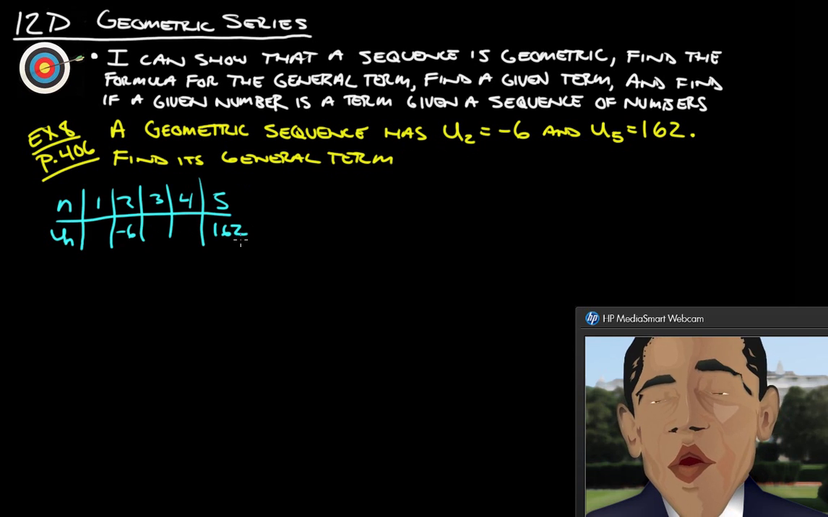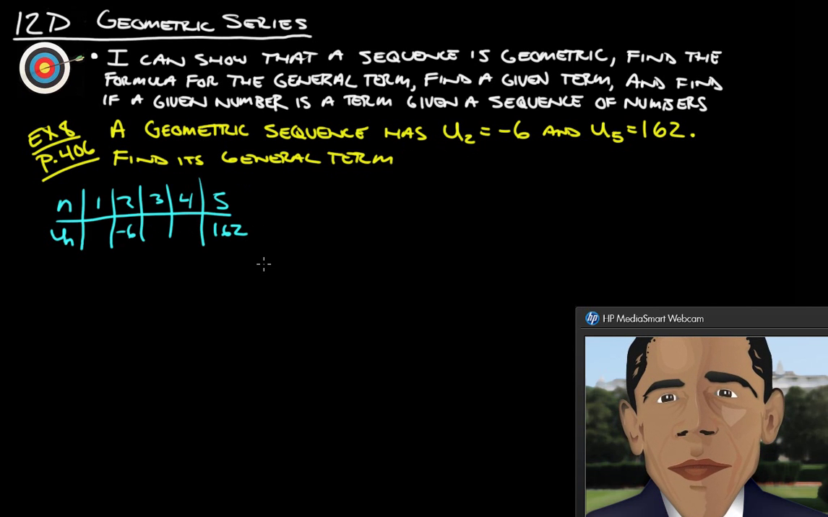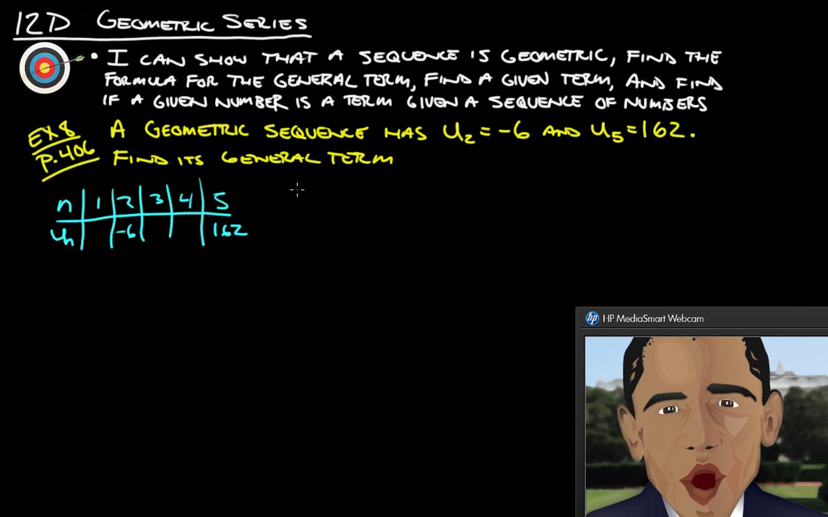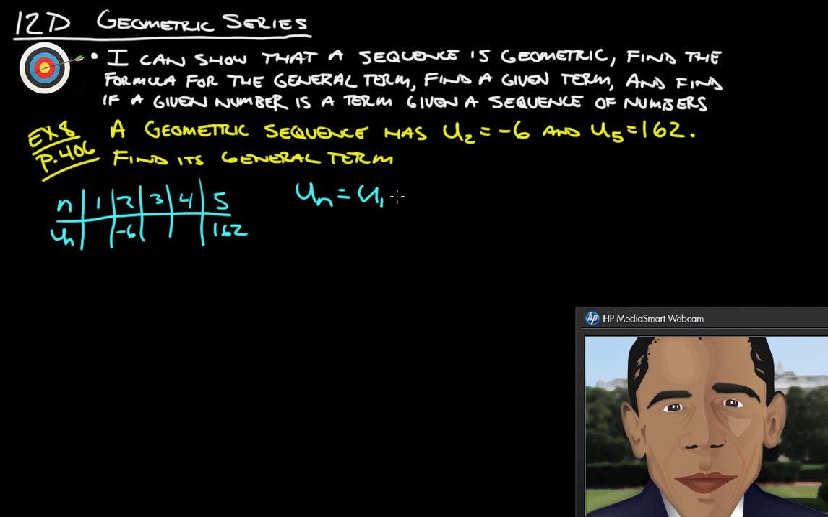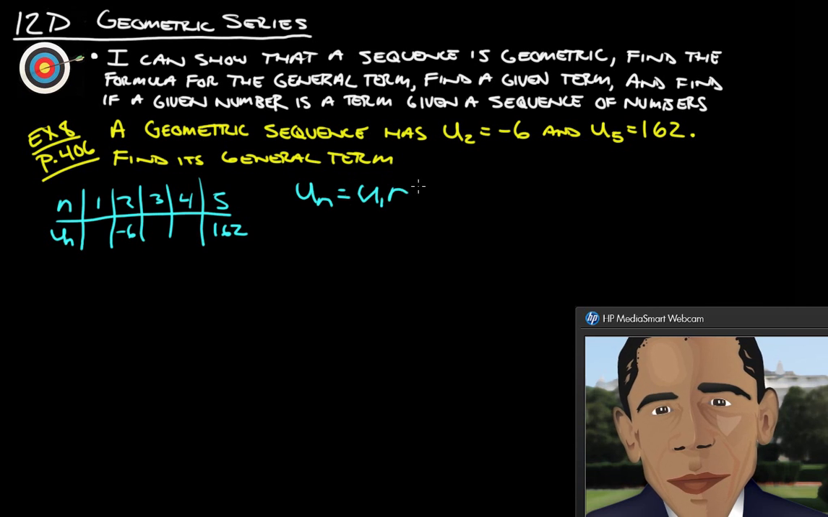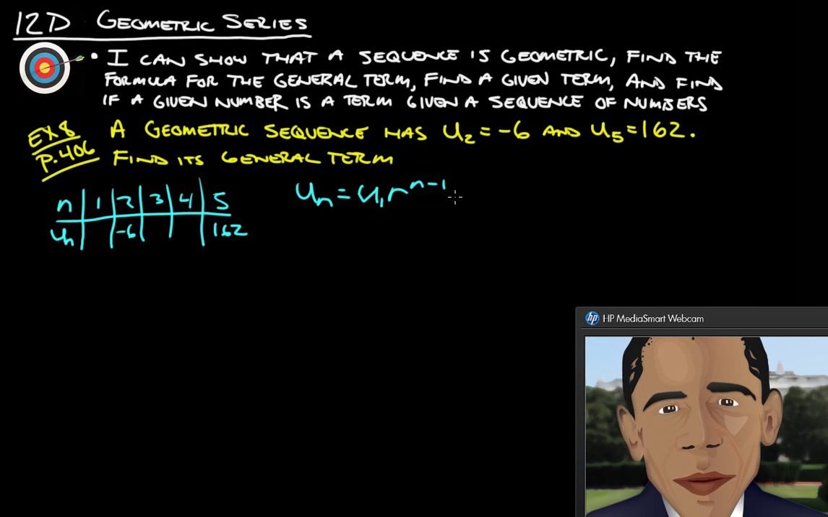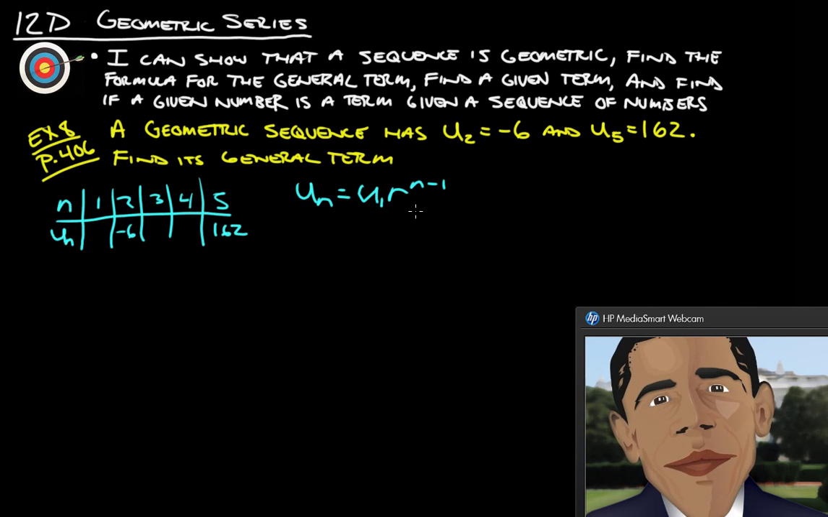Okay? So what we really need to do to find its general term, if you'll remember, for the general term we have u sub n equals u sub 1 times r to the n minus 1. That's our general term formula.